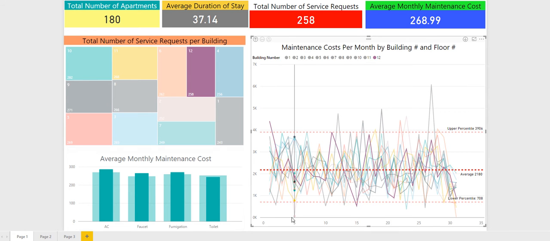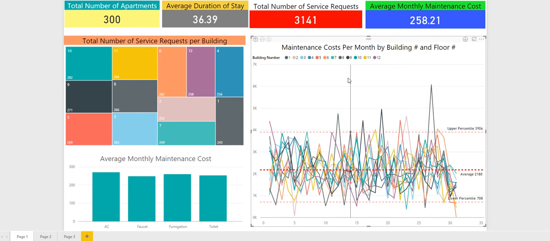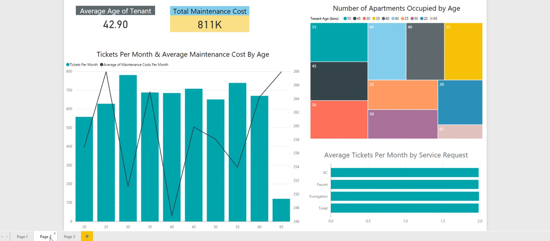Okay, so now we've learned quite a bit from these particular visuals, and we have some insights that we can take action on to highlight the outliers and try to figure out what's going on there. We also know that the monthly maintenance costs are pretty much evenly spread out across each of the factors, so we need to staff accordingly. Now let's move on to the next page.